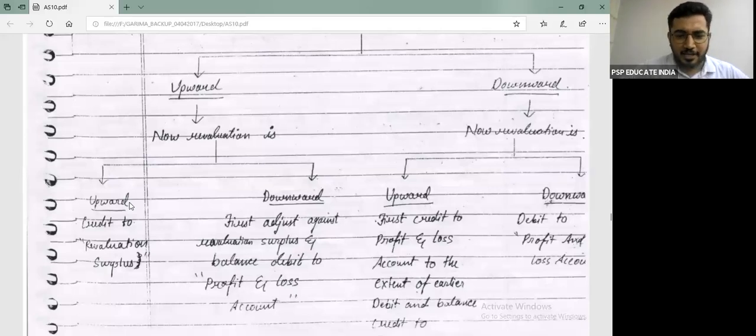On the other hand, if we are doing subsequent revaluation, earlier revaluation was downward. This time also revaluation is downward. पिछली बार क्या किया था? Downward में debit P&L. इस बार क्या करेंगे? We will debit P&L. Earlier revaluation upward, now also upward: you will credit revaluation surplus. Do exactly what you did the last time. Earlier revaluation downward, now also downward: do exactly what you did the previous time. Debit the profit and loss account.